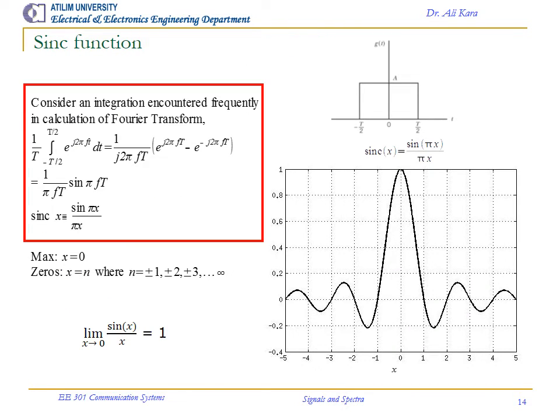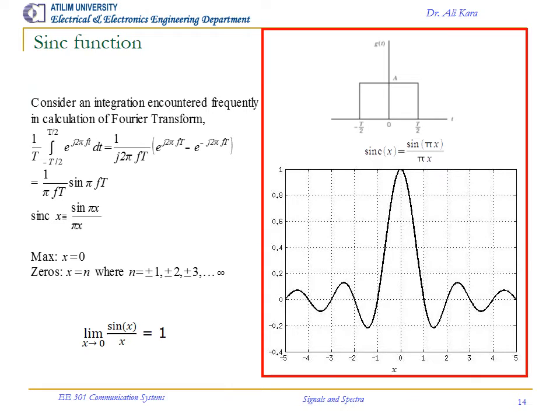Sinc function. Consider an integration encountered frequently in calculation of the Fourier transform: 1 over capital T times the integral from minus capital T over 2 to plus capital T over 2 of e to the power j2 pi ft, integrated with respect to t, is equal to 1 over j2 pi f capital T times e to the power j pi f capital T minus e to the power minus j pi f capital T, which is then equal to sinc f capital T. Sinc function is related to the Fourier transform of a rectangular pulse, as shown below.